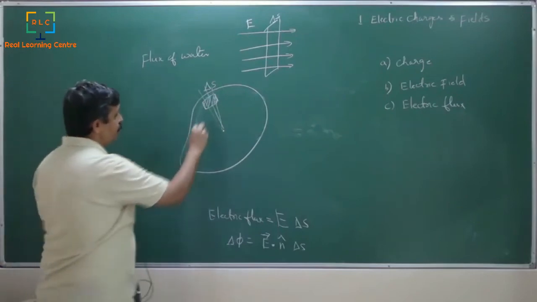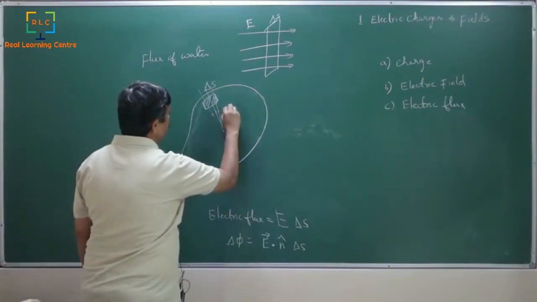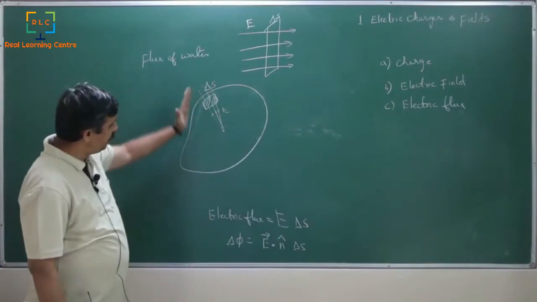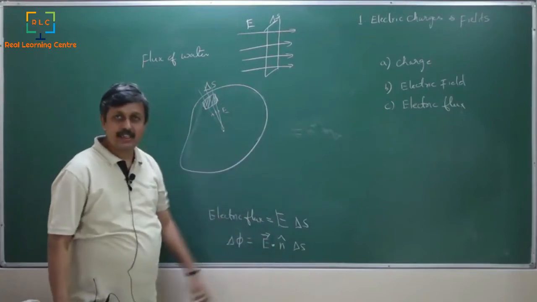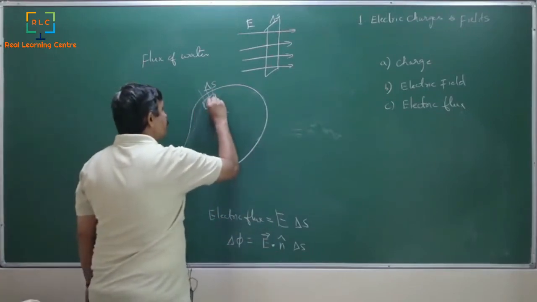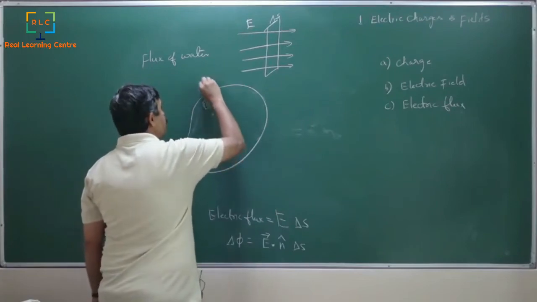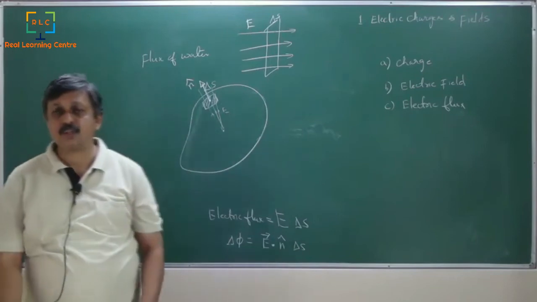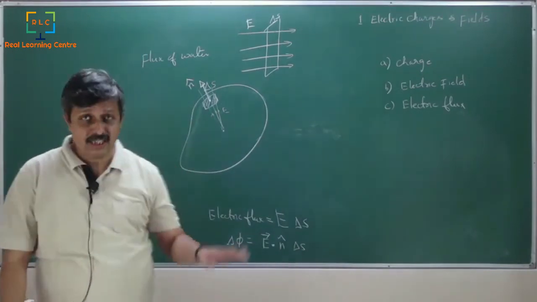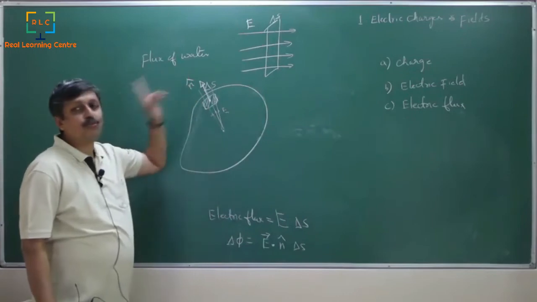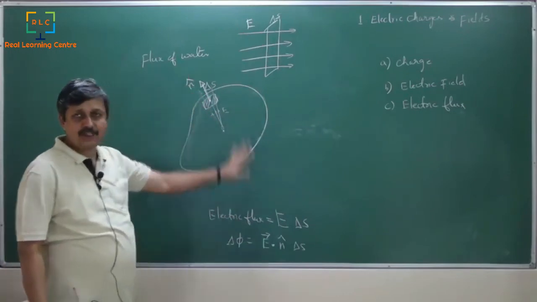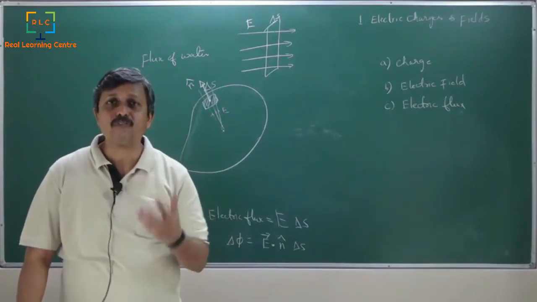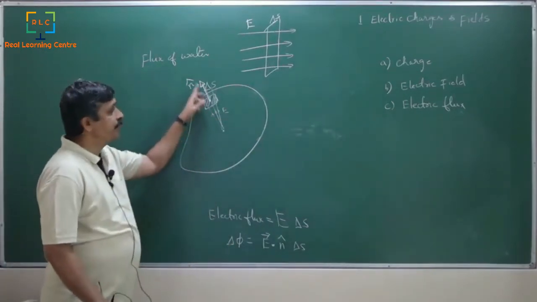Now these field lines, that is what we call E. E into delta S. If the delta S is aligned differently, we use n. n is perpendicular to this, a unit vector perpendicular to delta S and pointing outwards. In the case of a closed surface, we can easily denote the outside, so we take n to be positive if it is outside.